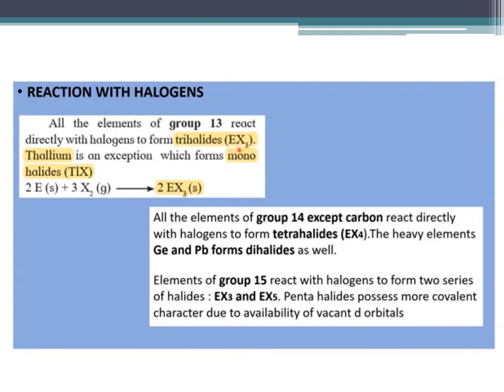So my dear students, this was about the reactivity of group 13, 14 and 15 elements with respect to air, oxygen, water and halogens. In this we studied what all compounds the group 13, 14 and 15 elements make.